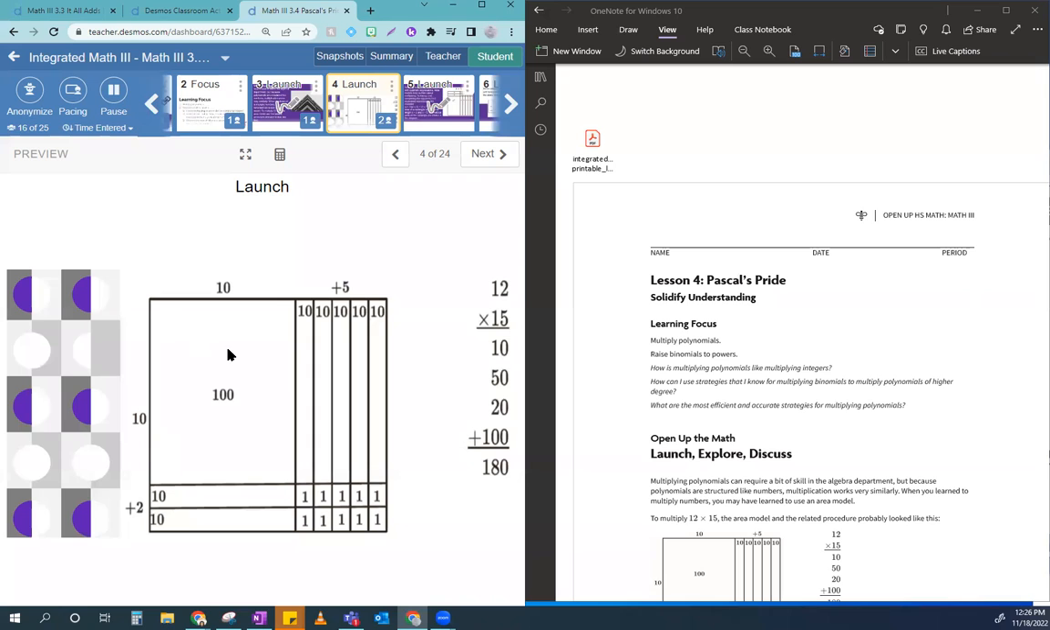So 10 times 10, oh, that's 100. 10 times 5 is 50. Now, if I collect all these, do you see how it's 50? And 10 times 2 is 20. If I collect all these, you see how it's 20. And then 2 times 5 is just 10. So if you look, you can find this 10, you can find this 50, you can find this 20, you can find this 100. If I add all the parts together, I get my answer, which is 180.